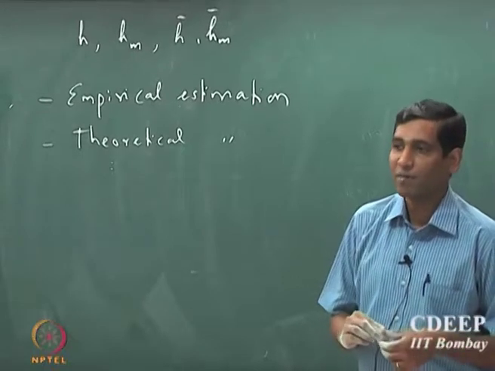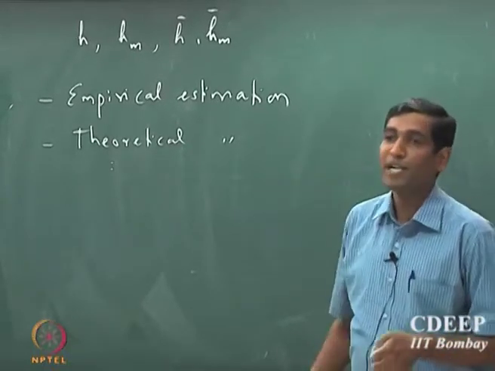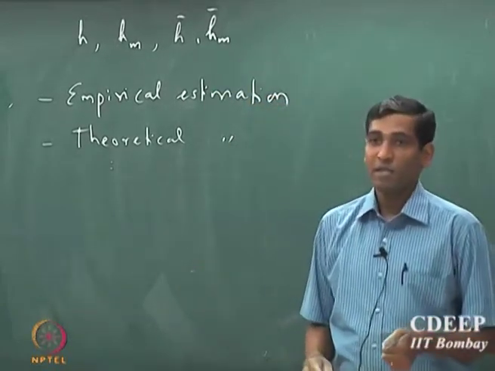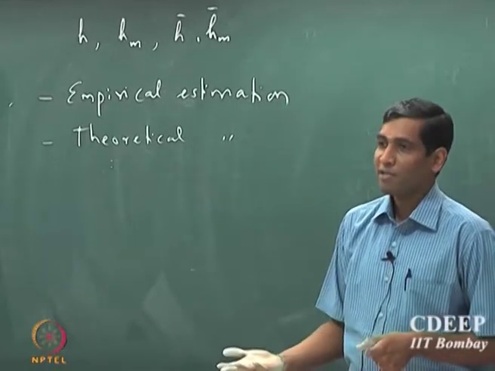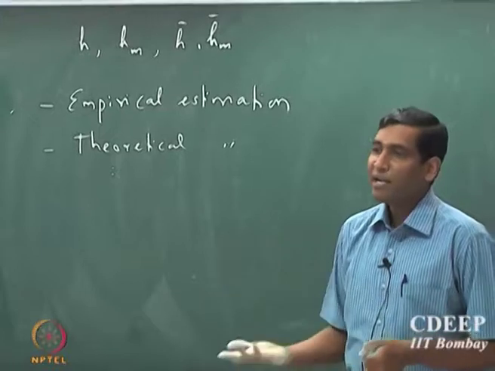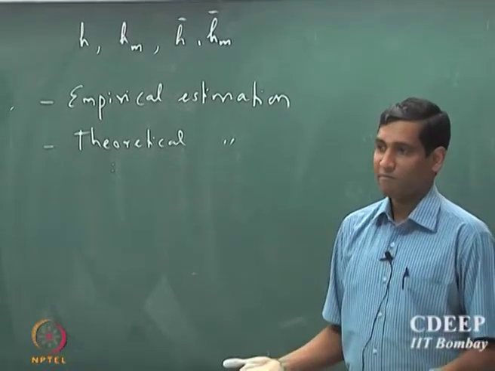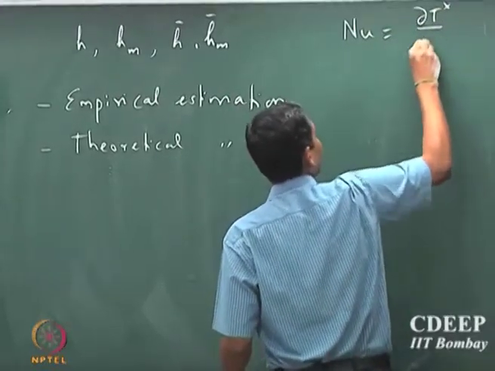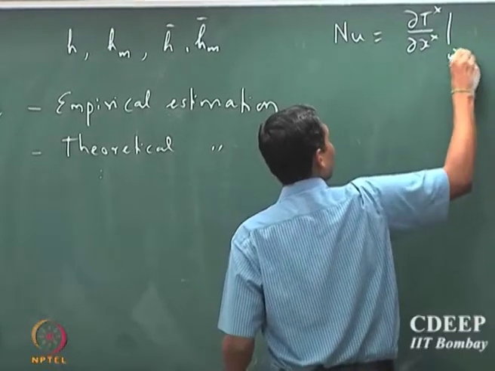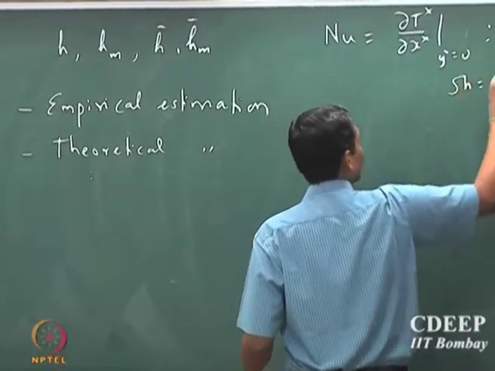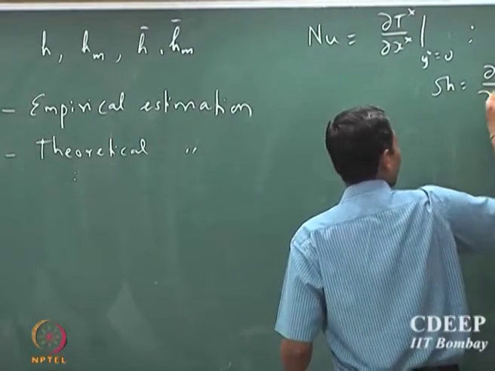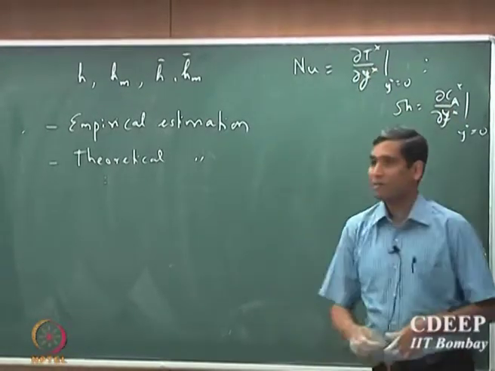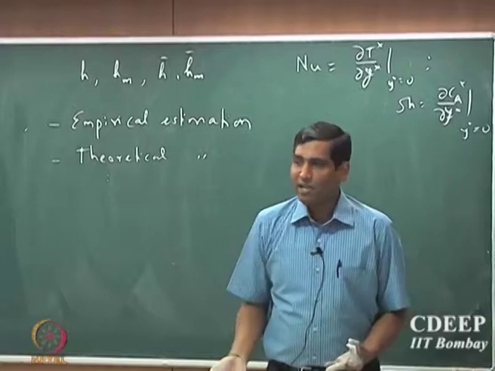Note that when I say theoretical estimation, we are not always trying to find a complete analytical solution. All we want is to find the Nusselt number and Sherwood number. Remember that the Nusselt number and Sherwood number simply relate to the gradient at the boundary. So if we know the gradient, we are done. Remember that the Nusselt number is nothing but dT star by dy star at y star equal to 0, and similarly the Sherwood number is dCA star by dy star at y star equal to 0. Sorry, that should be y. So all you need is the gradient at the boundary.